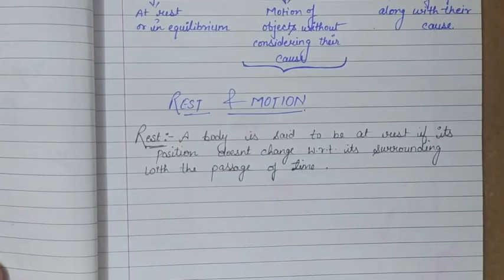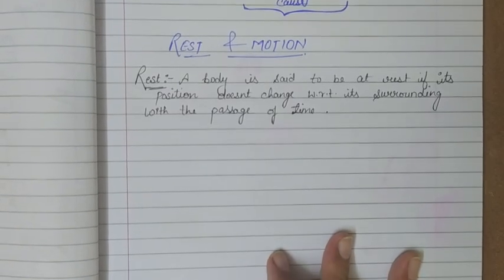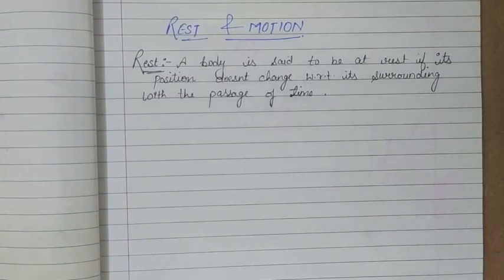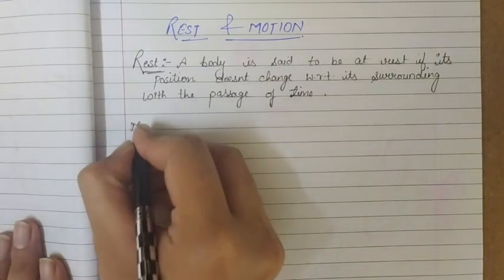Similarly, we can define motion. So what will motion be? A body is said to be in motion if its position changes with time with respect to its surroundings, just the opposite of rest. Then the body is said to be in motion.